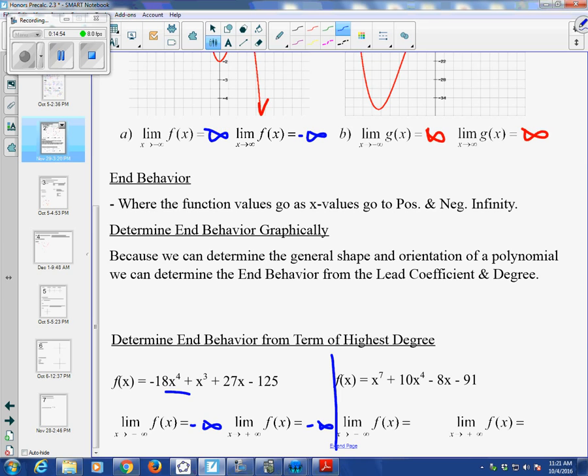So looking at this next guy, we've got a highest power of 7 and we could say that the lead coefficient would be a positive 1. So our function values are coming from negative infinity as x comes from negative infinity. So basically right here we're going to say that as x goes out to negative infinity, we see the function values go down to negative infinity, and as x goes out to positive infinity, we're seeing our function values go up to positive infinity.